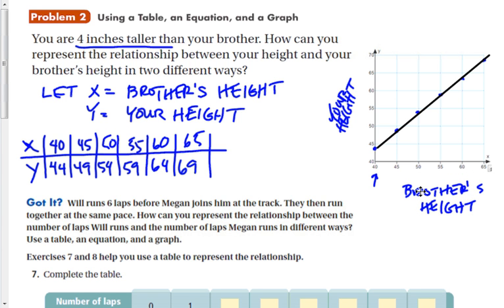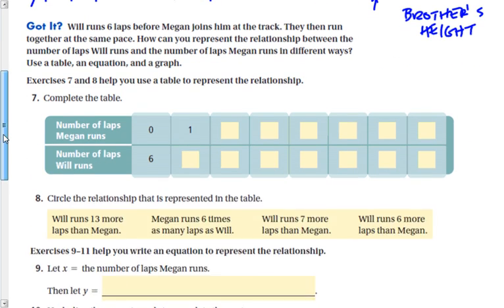And that can represent this situation. Now, one last thing we're going to do, we're going to write an equation. So y is equal to, now remember y is your height. Your height is always 4 more than your brother's, and more is adding. So it's just y equals x plus 4. All right, you go ahead and try that.